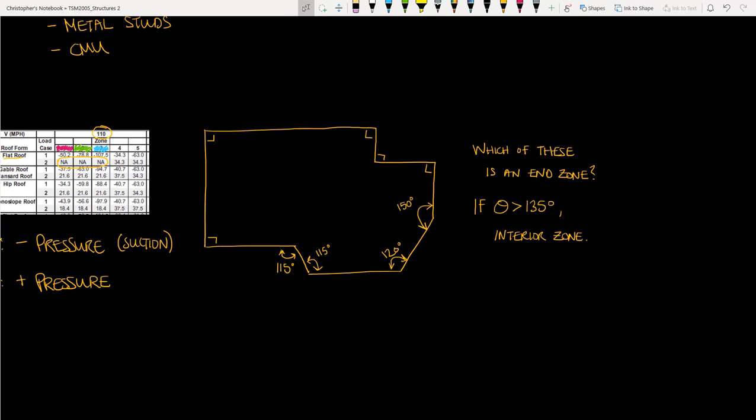So in this case, for end zones, the magical number for when something becomes an end zone is when the angle is less than 135 degrees. Anything greater than this will still be considered as an interior zone. So in the case of this building, our end zones will be here, here, here. This is greater than 135, so this will still be an interior zone. This, on the other hand, is less than 135, so that is another end zone. This is an end zone.